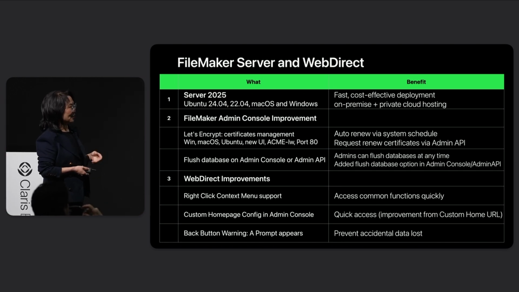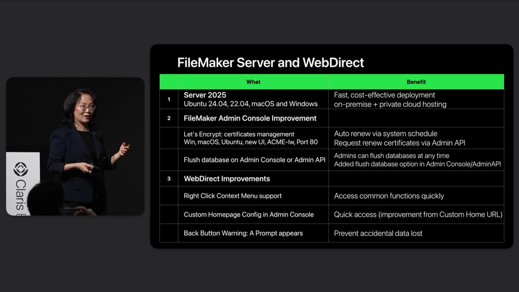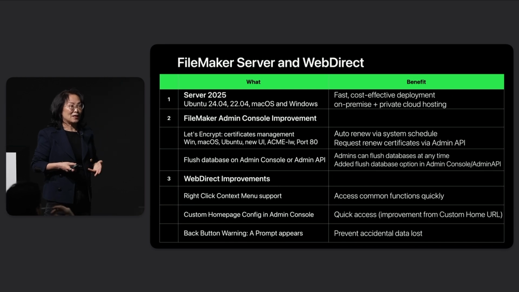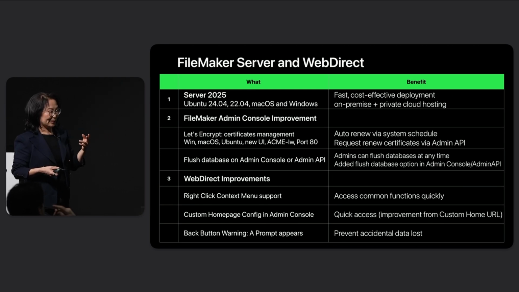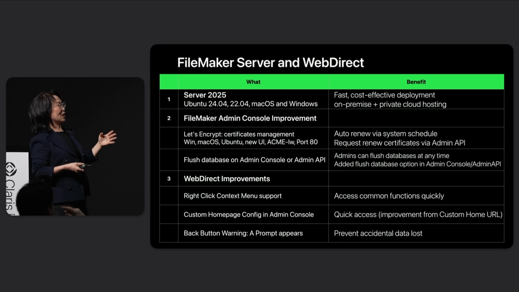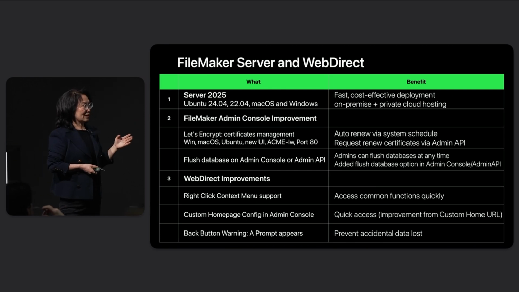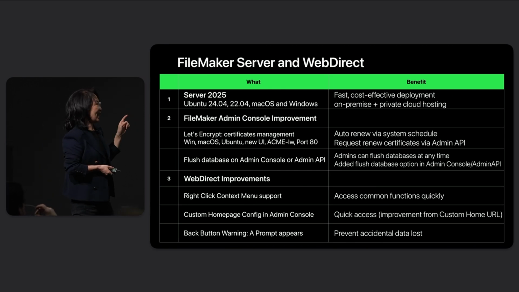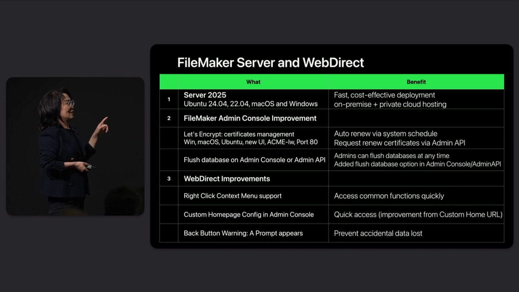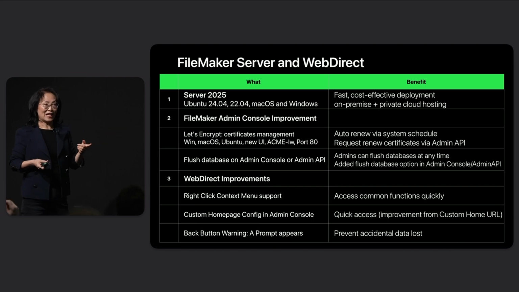Flush database in admin console, admin API. FileMaker flushes the database during idle time, in frequency of seconds. Per your request, we added a flush database manual option in the admin console and admin API, so your admin can flush at any time.